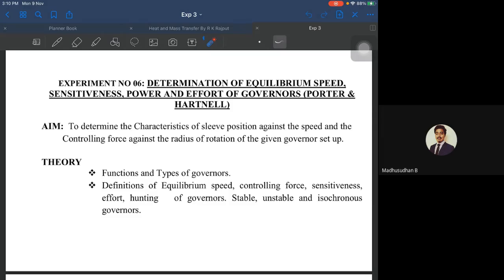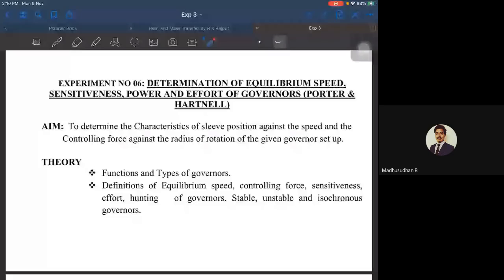In this experiment, we will be drawing the characteristics of the governors. How does the sleeve move with respect to speed? How does the sleeve variation occur with respect to speed? There are many types of governors: Watt, Proell, Porter, Hartnell, and others. But in your lab experiments, you will have only two different governors.